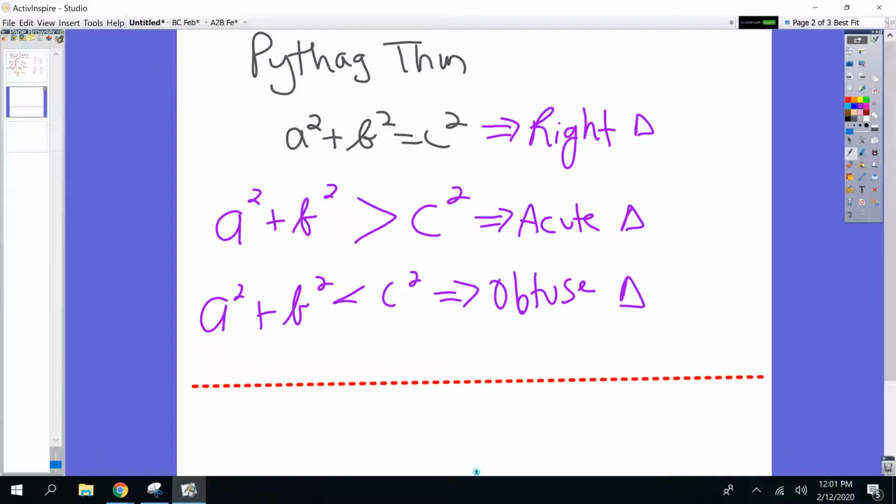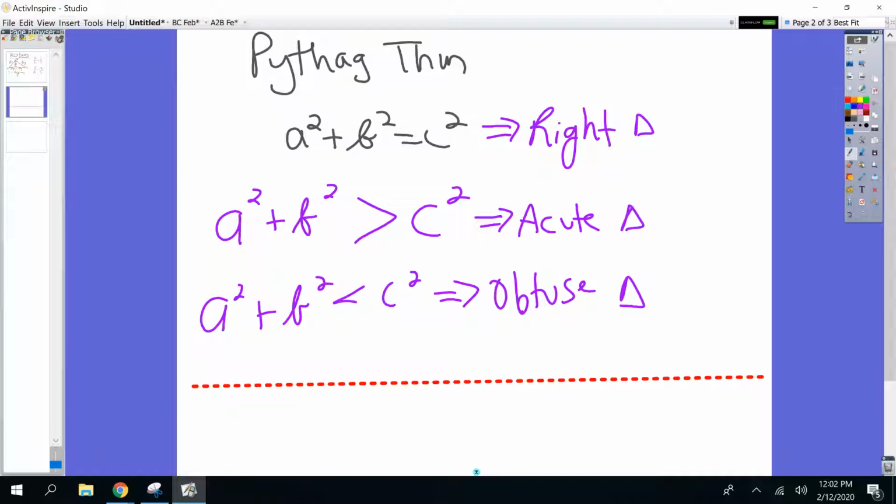I give you 3 values, 3 side lengths. How are you going to know which one's the plug-in for A and B? How do you know their legs? I give you 3 numbers that represent side lengths, and I want to know if it's an obtuse, right, or acute. Which ones do you plug in for A and B?